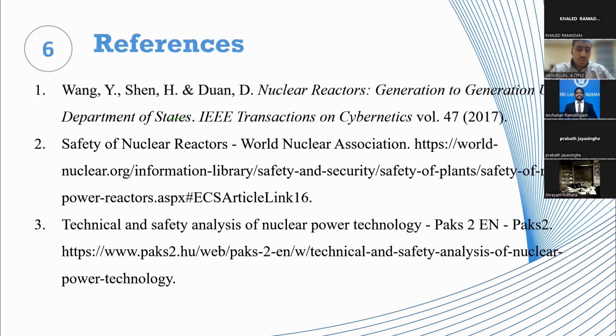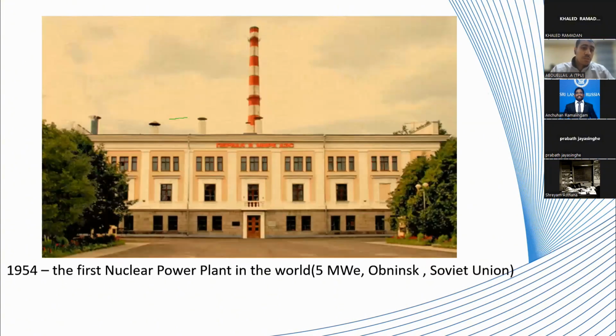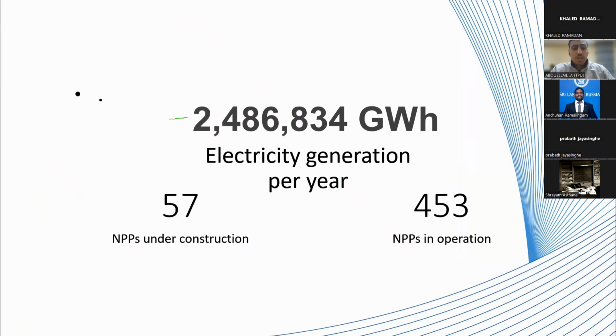These are some references. You can extend your knowledge by reviewing the detailed information in these references. Next. This is the first nuclear power plant in the world. It's located in Russia. It was constructed during the Soviet Union in Obninsk city in Russia.